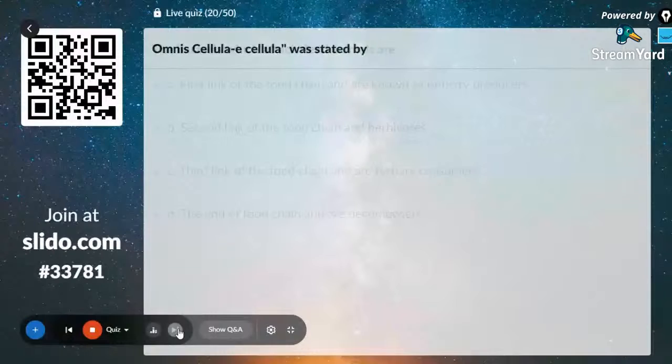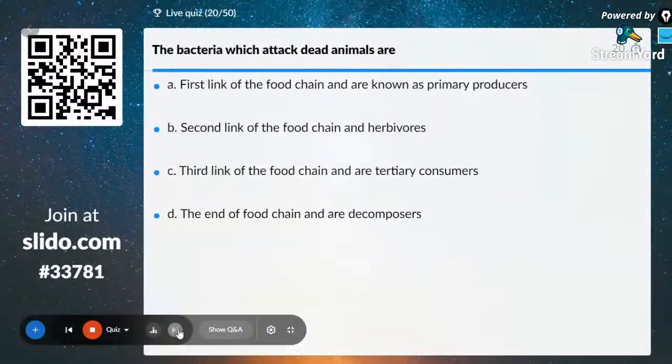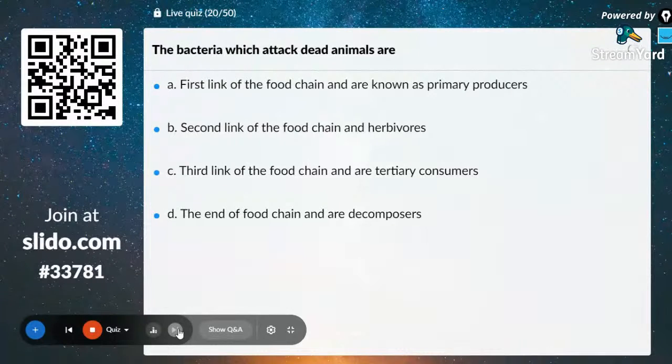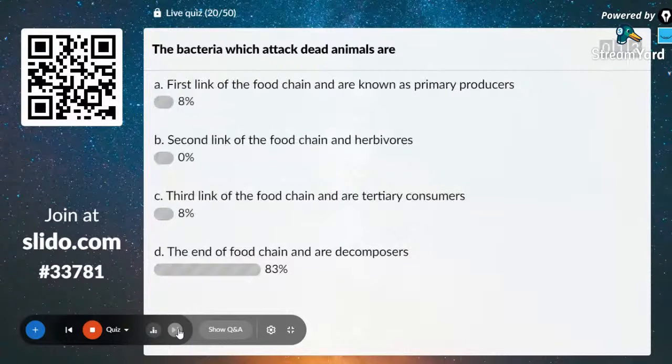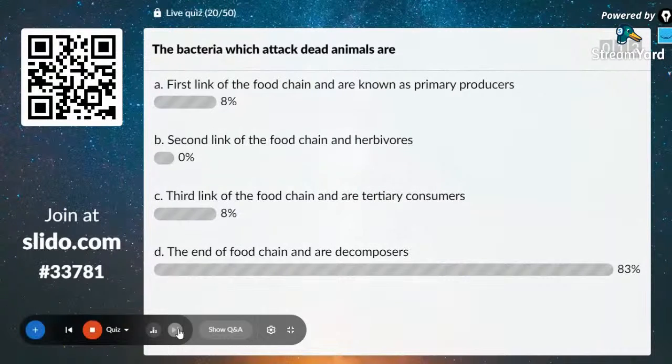The bacteria which attack dead animals are: first link of the food chain and are known as primary producers, second link of the food chain and herbivores, third link of the food chain and tertiary consumers, the end of the food chain and are decomposers. Yes, end of food chain and are decomposers is the correct answer. Next question on the screen.